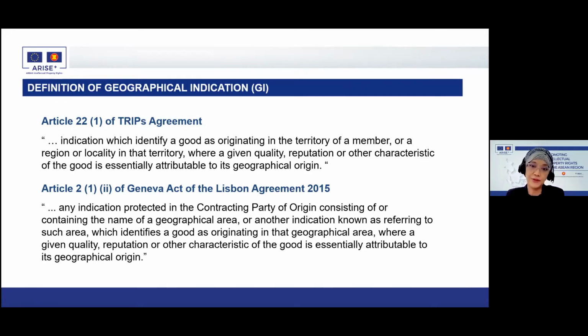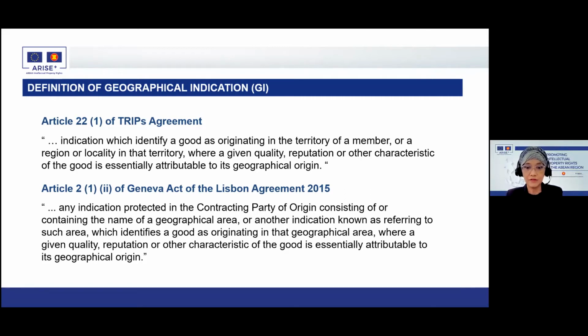So based on TRIPS, a geographical indication is an indication. So it's quite the same as a trademark. Now, we have another international legal instrument called the Geneva Act. The Geneva Act is a part of what we call the Lisbon system. The Lisbon system is regulated based on the Lisbon Agreement.